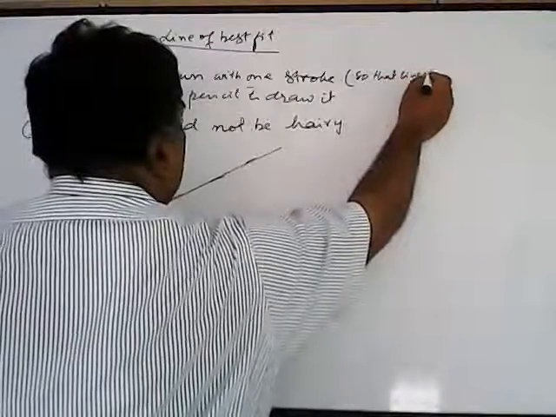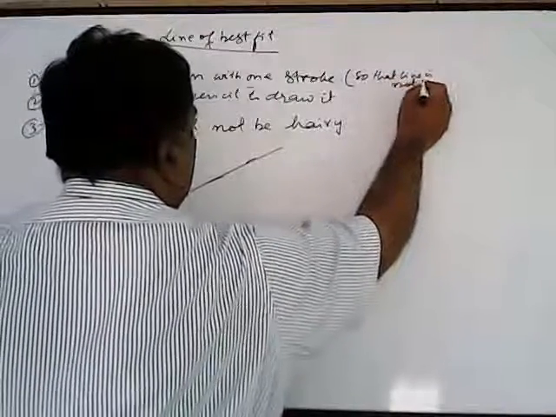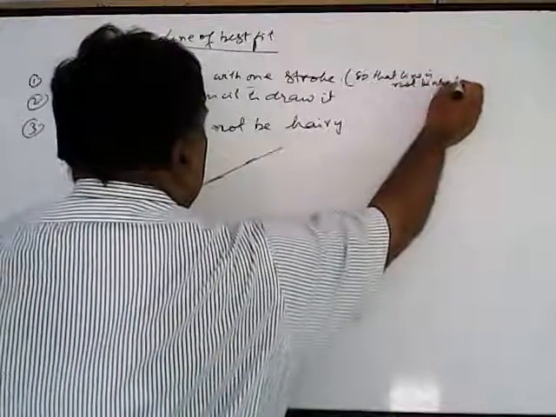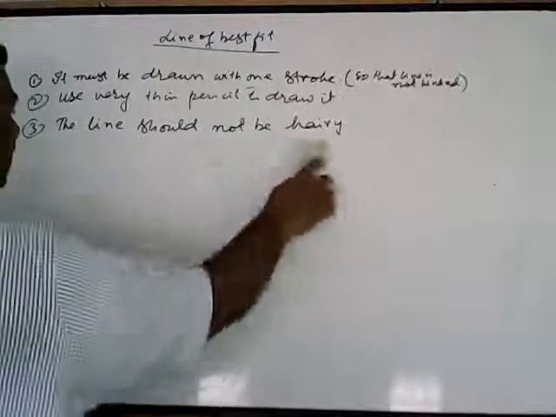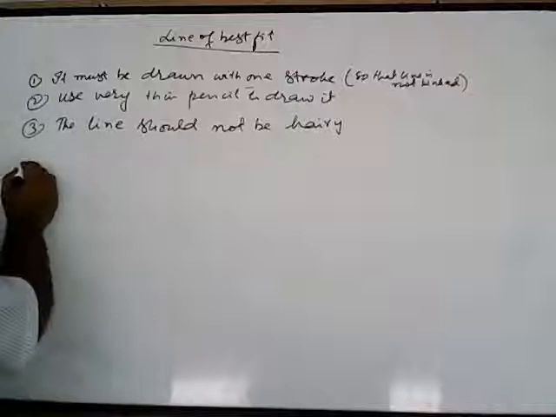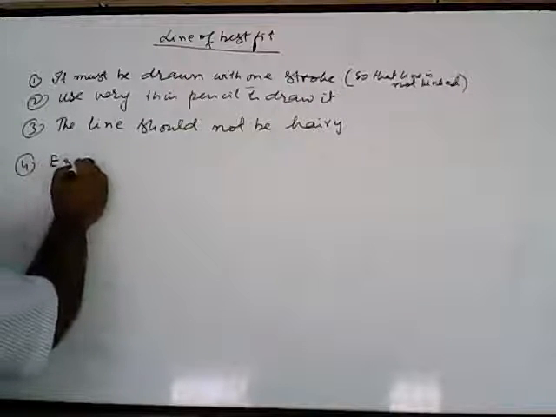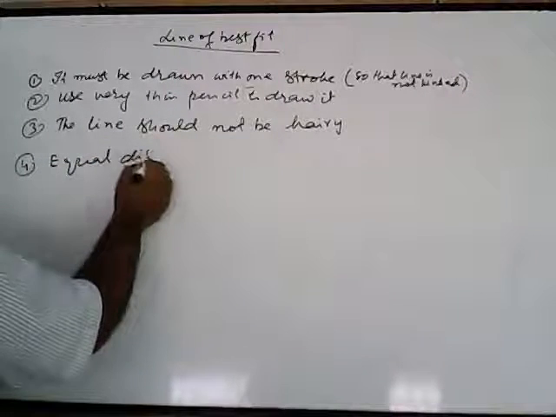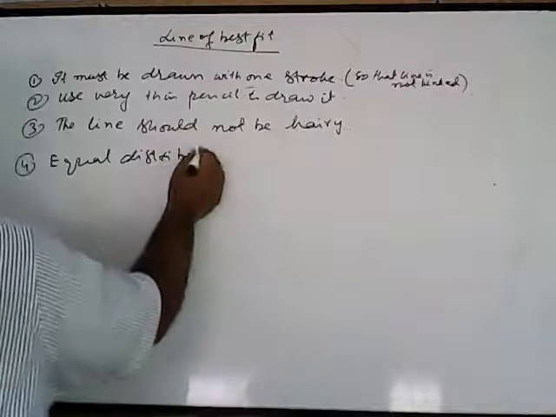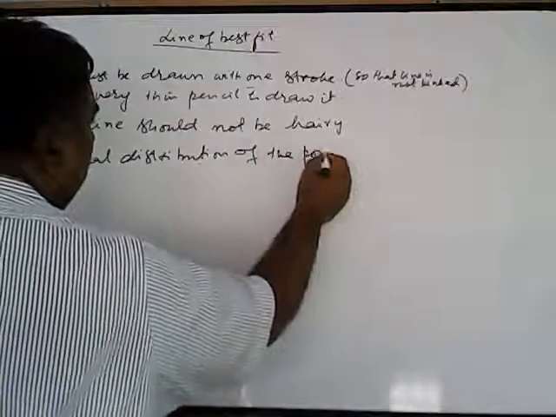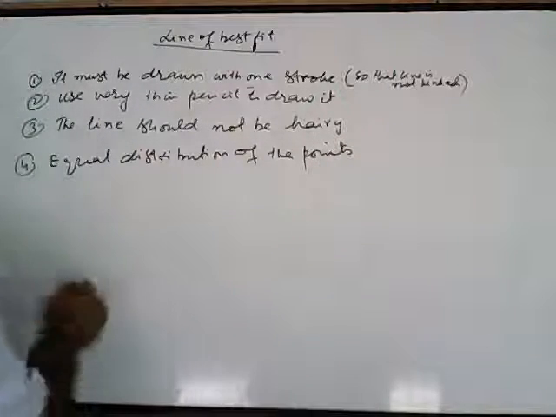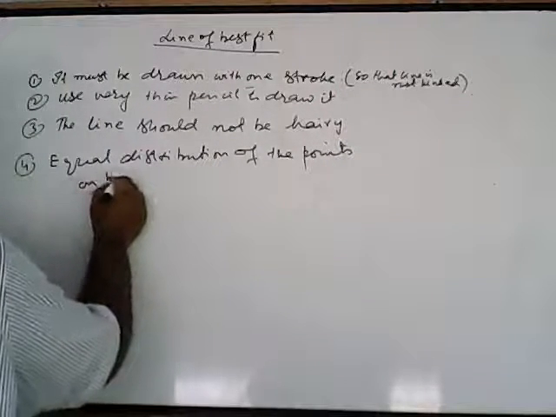The line should not be kinked. So no kinked line, no hairy line, and always there must be an equal distribution of the points. Equal distribution of points on both sides.